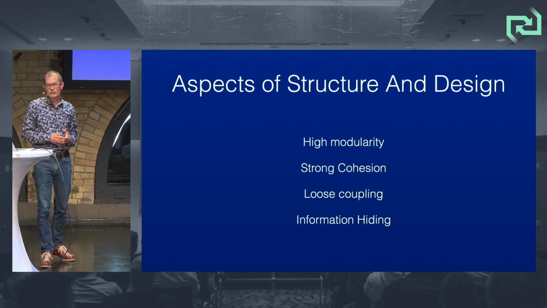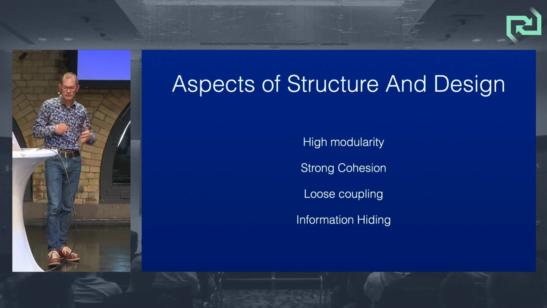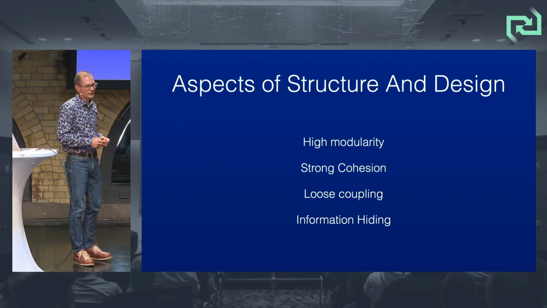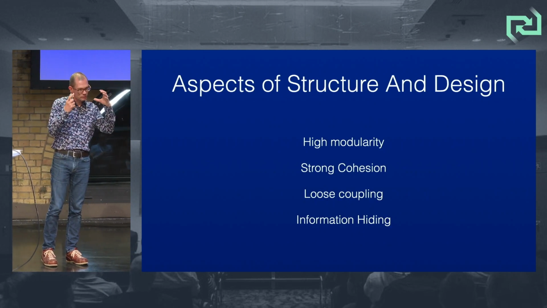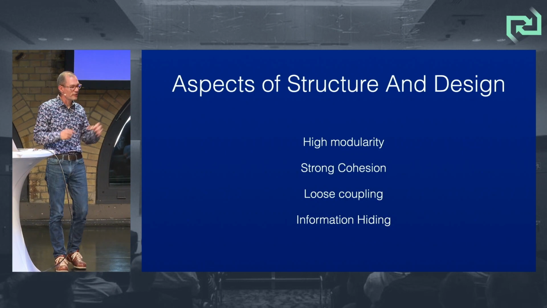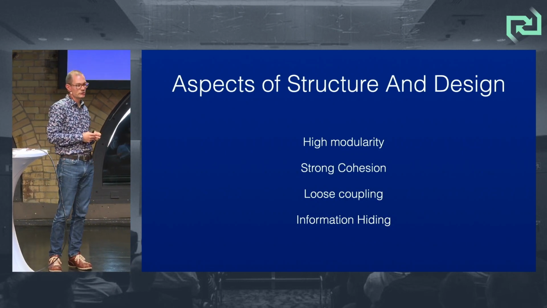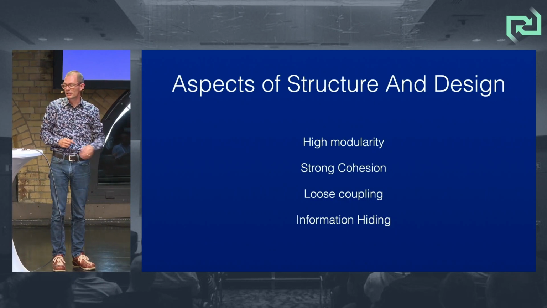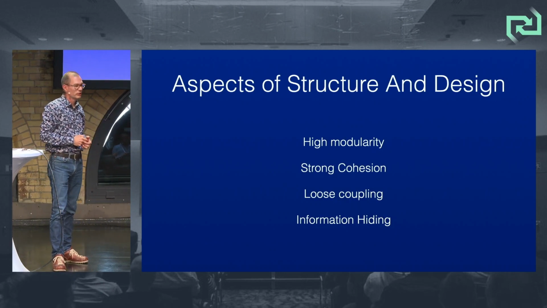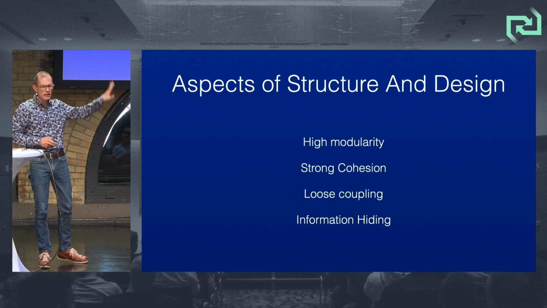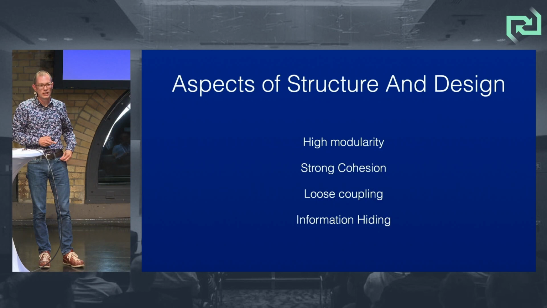The aspects of structure and design. I think they are 60 or 50 years old. That's high modularity. We don't have a big ball of mud. We have smaller modules. We have strong cohesion: everything that belongs together is close together. We've got loose coupling: everything that doesn't belong together is farther apart. And we've got information hiding. We don't expose details so that others cannot depend on them. And these are architectural aspects.